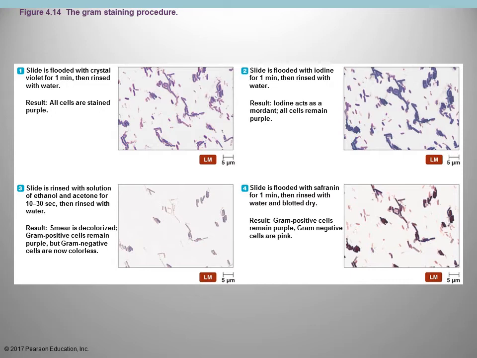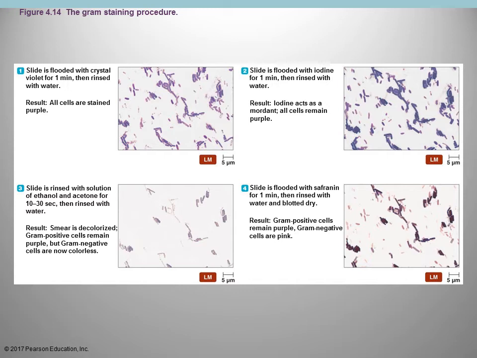This is where the difference in the cell wall comes into play. That alcohol is going to pull off the outer membrane. Remember, Gram negatives have a lipopolysaccharide outer membrane. It's outside of the peptidoglycan, and essentially the alcohol is going to dissolve that. It's like it rips it off. And so when you rinse the crystal violet dye that had been there, there's nothing holding it in place, so it rinses out.